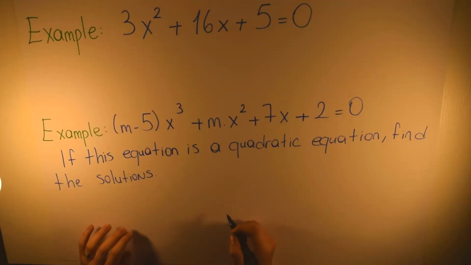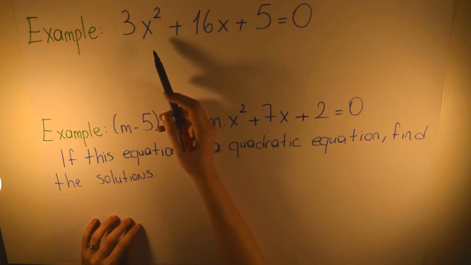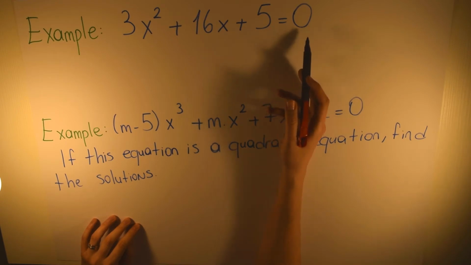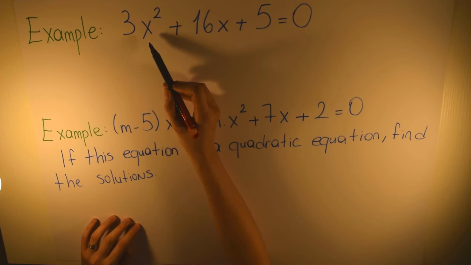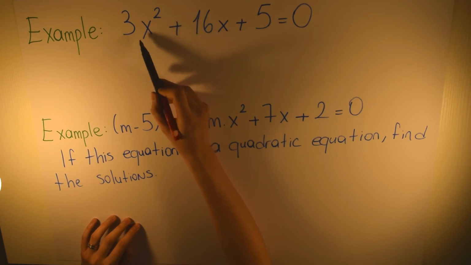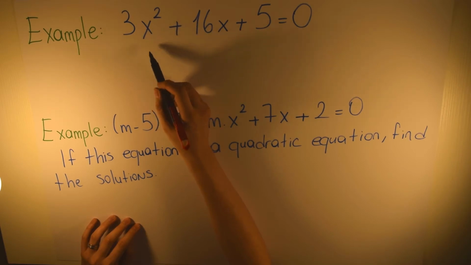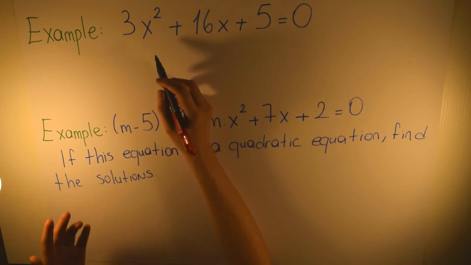Let's continue with these examples. In our first example, we have 3x squared plus 16x plus 5 is equal to 0. So here the coefficient of x squared is not equal to 1. As you can see, we have also 3 in front of this x squared, right? So this is not the same as we did before. So what do you do in these cases?